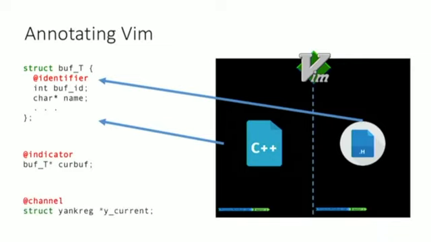And in Vim, we have a channel annotation. It's because of Vim's built-in clipboard. So in Vim, if you use copy and paste, you can actually use the clipboard built into Vim to copy and paste contents to exchange data between different buffers. The buffer in Vim is known as a register, the YANK register. We annotate the current YANK register as a channel variable.